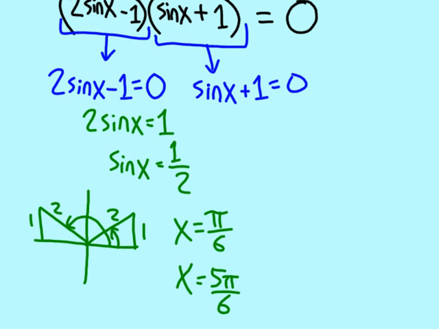All right? There's one more point I can make about this, but I think I'm going to move to the other side, and then I'll make that other point at the end. Let's go over to this equation here. And sine of x plus 1 equals 0.